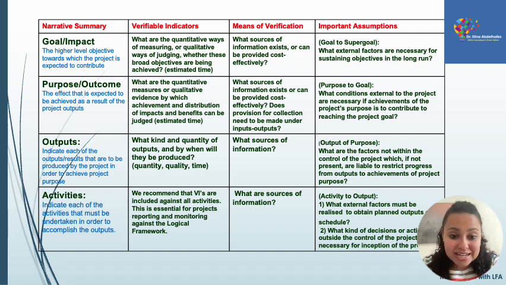The effect that is expected to be achieved as a result of the project outputs. So we need to ask ourselves, while we are writing the project or while we are implementing the project, we will really use this question to understand how the behavior of the people is changed after they attended the course directly. What is a quantitative measure or qualitative evidence by which achieved and distributed impacts and benefits can be judged? So you ask the people how their behavior changed.